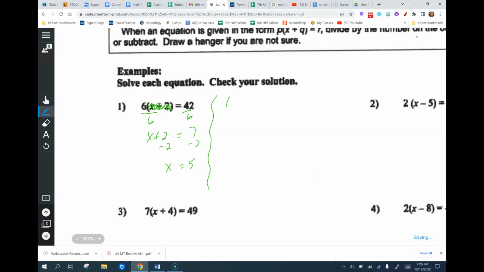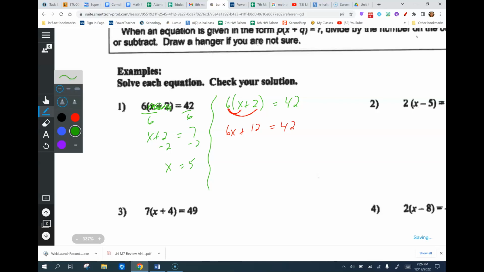The other way you do it is what's called distributive property, and I don't know if you remember this or not, so it doesn't hurt. Remember when we do distributive property, we're going to take this outside number times each of these inside ones. So 6 times x is 6x. 6 times 2 is 12. Now we want to get rid of the 12, so we're going to subtract 12 from both sides.